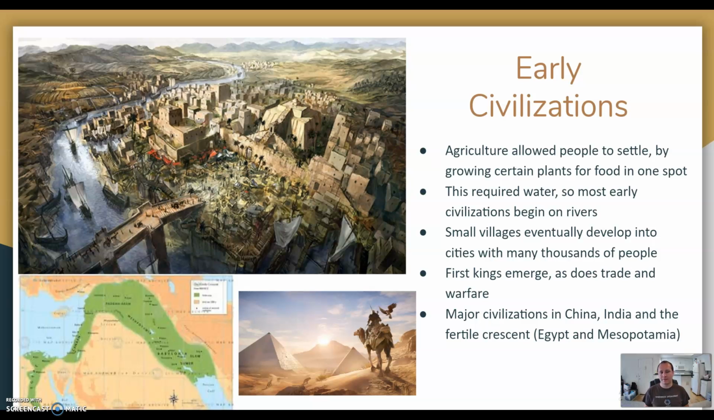We get these first major civilizations in China, India, and the Fertile Crescent. The Fertile Crescent's that picture in the bottom left here. You can see my mouse flipping around. And that is where we have Egypt and Mesopotamia.